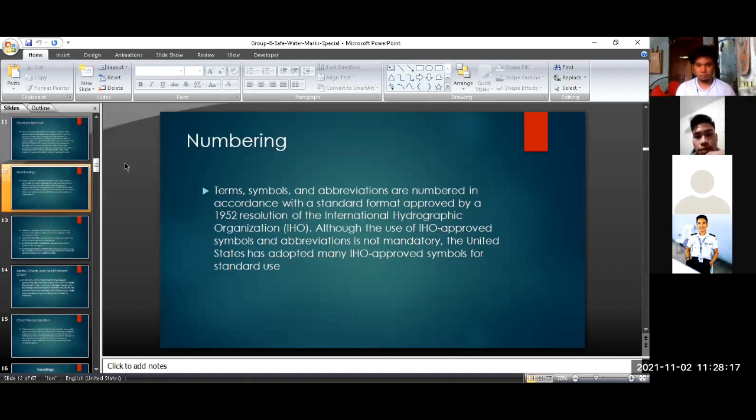So, numbering. Terms, symbols, and abbreviations are numbered in accordance with a standard format approved by a 1952 resolution of the International Hydrographic Organization, which is the IHO. Although the use of IHO approved symbols and abbreviations is not mandatory, the United States has adopted many IHO approved symbols for standard use. Next slide, please.